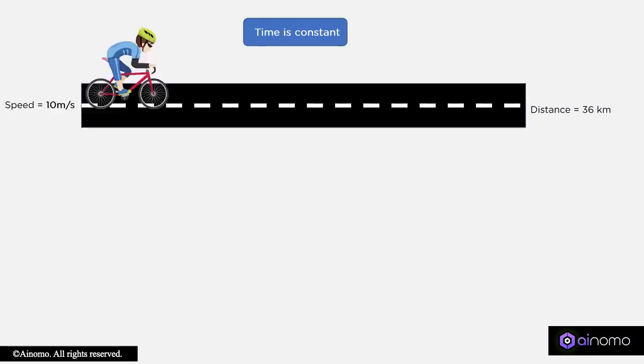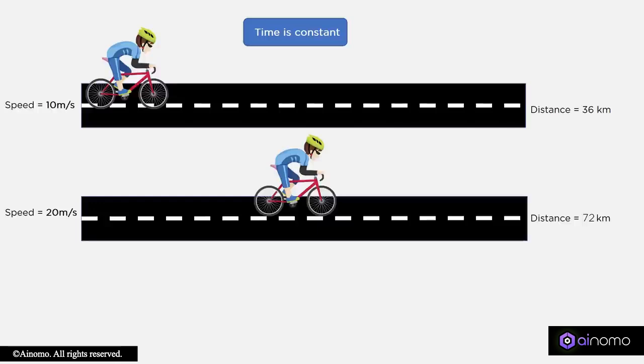And we're going to look at two different variations of this. First, we're going to start with time is constant. You can see we have a bicyclist. He's got his safety gear on, thank goodness. Speed equals 10 meters per second, and so over a certain amount of time, his distance equals 36 kilometers. We have a second bicyclist who's going twice the speed, or 20 meters per second. And you can guess if he's going twice the speed and time is a constant, then he's going to go twice the distance. That's easy to compute: 36 times 2, you get 72 kilometers.